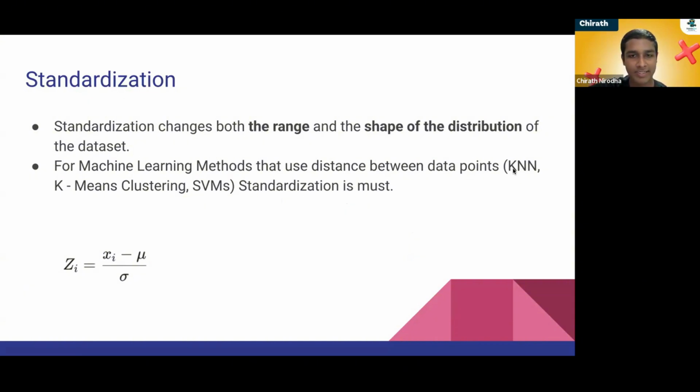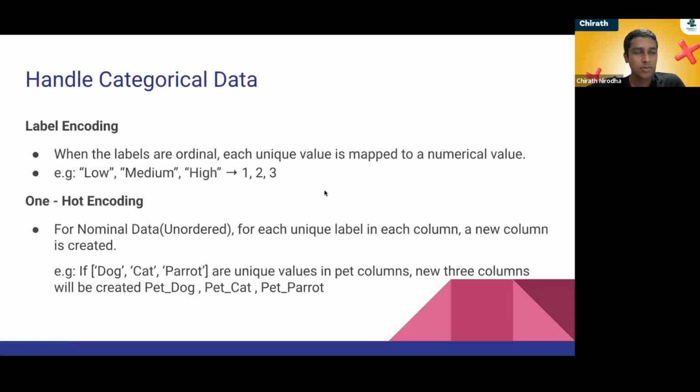Actually, here there's an issue for machine learning methods. Machine learning methods like Gaussian naive Bayes and other methods which use standardized data sets need standardization to be used. Those are for the numerical data sets. So now we have categorical data.